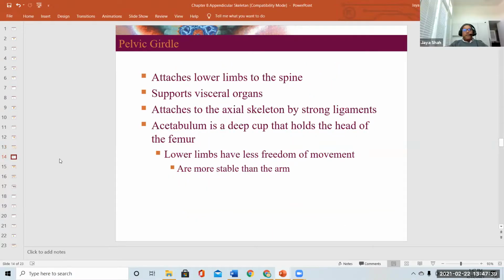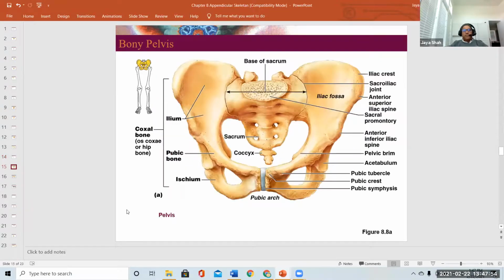The pelvic girdle attaches the lower limbs to the spine and supports the visceral organs. It is attached to the axial skeleton by strong ligaments. The acetabulum is a deep cup that holds the head of the femur. Let's see the diagram.